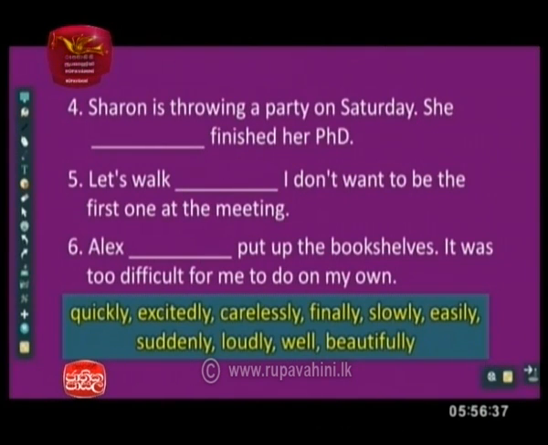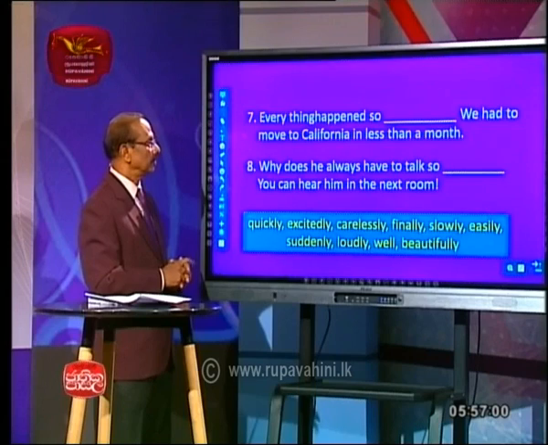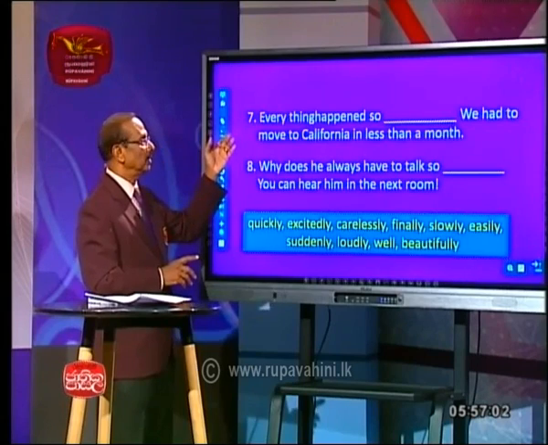Next one. Alex blank put up the bookshelves. It was too difficult for me to do on my own. So, we can say Alex easily put up the bookshelves. It was too difficult for me to do on my own, but Alex did it. Now we'll move on to the seventh one.